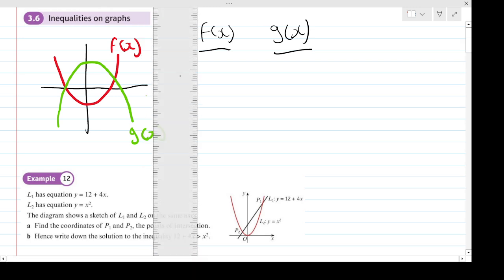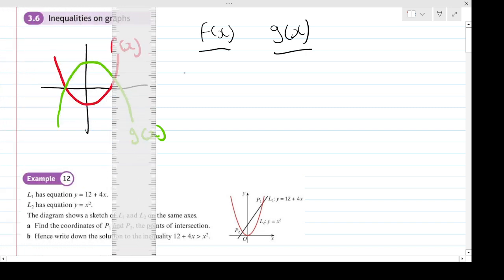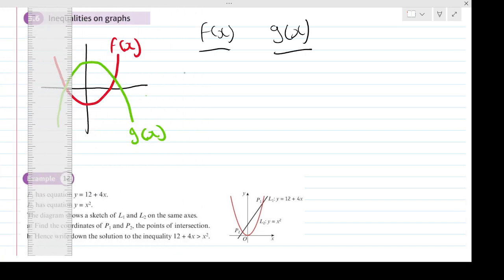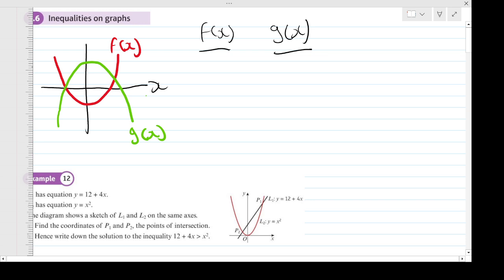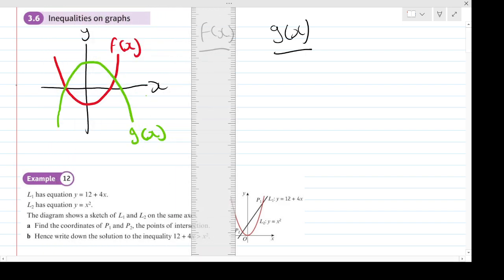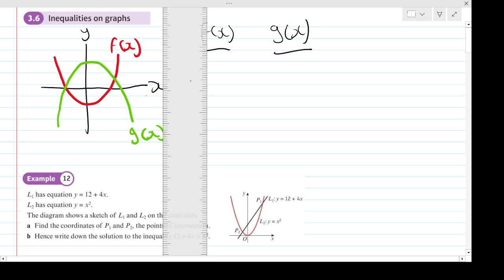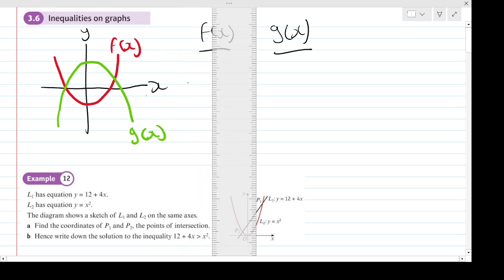So let's examine exactly what happens across all values. If we move from left to right, so imagine this is the x-axis and this is the y-axis, what happens if we move from the left of the x values to the right and then beyond? What happens to the two functions, as in what position they are in on the graph? So let's have a look then.